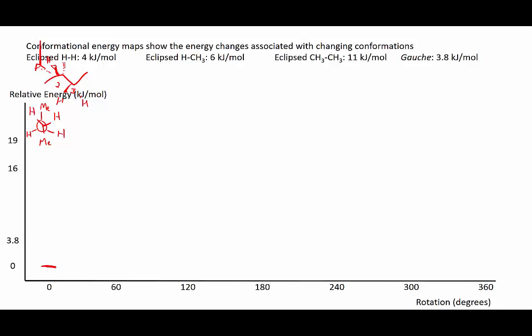Why do I say that? There's no eclipsed interaction, so there's no strain resulting from the hydrogen atoms being too close. And the 2 methyl groups, which are the largest, are as far away from each other as they can possibly be. We call this type of conformation an anti-conformation.